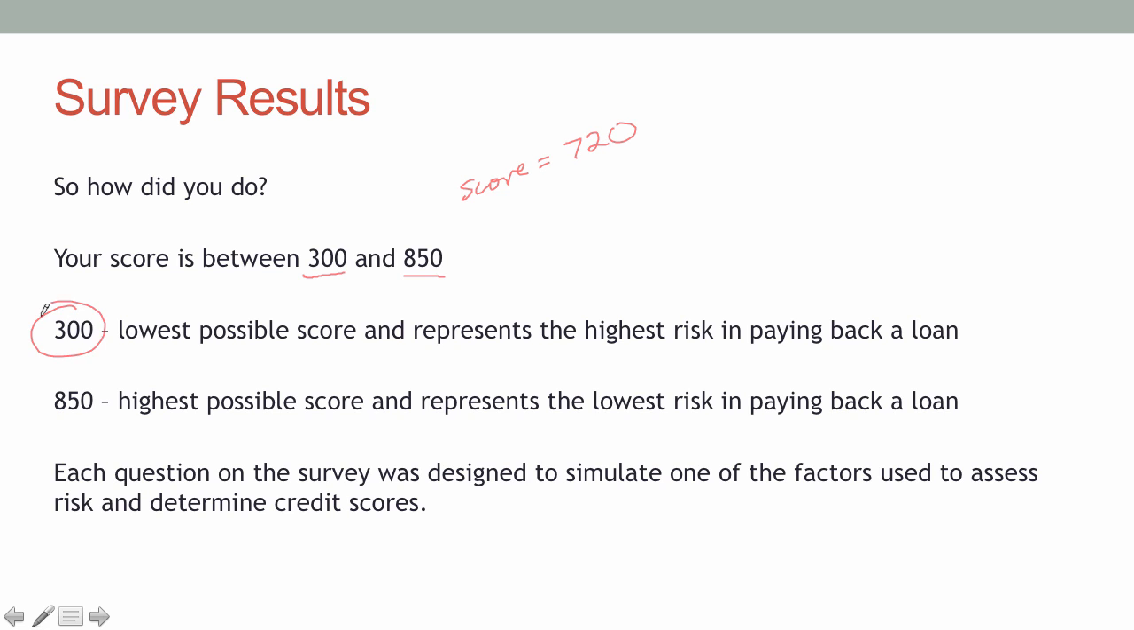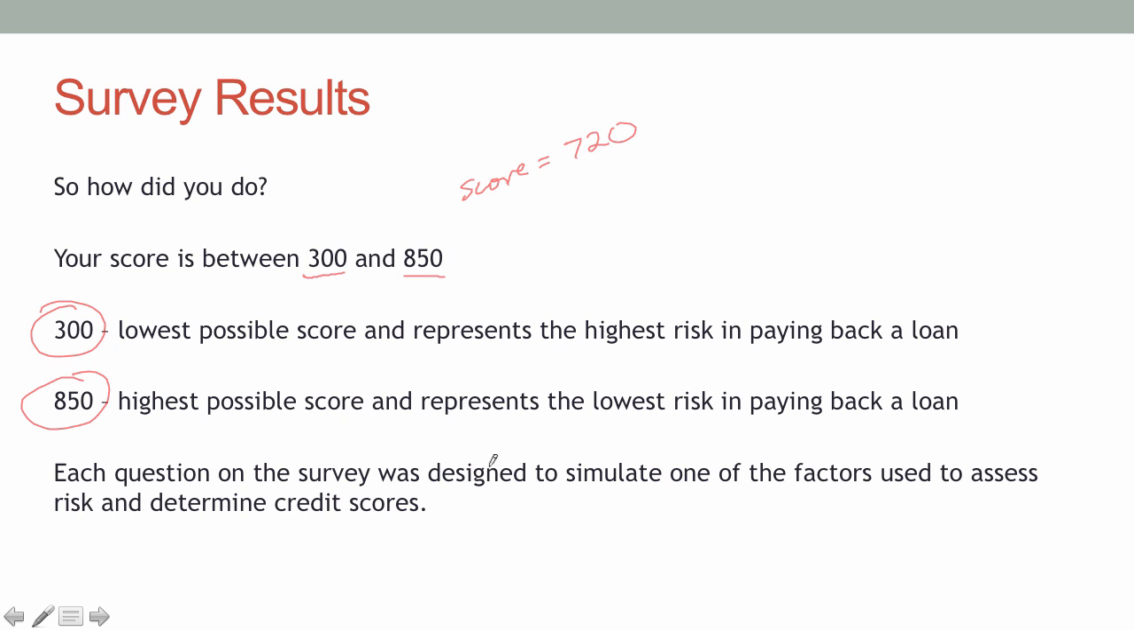300 is the lowest possible score, and it represents that you are a very high risk in paying back the loan. It means you're not very good with things. It means you don't take care of your money. Probably means if we loan you money, there's a really good chance you're not going to pay it back. 850 is the highest possible score. It means you've shown good reliability, you've paid stuff off, you don't even have much debt. And there's a whole range in between. 850 is really hard, but 300 is really hard. Most people are in that 400, 500, 600, 700 range.